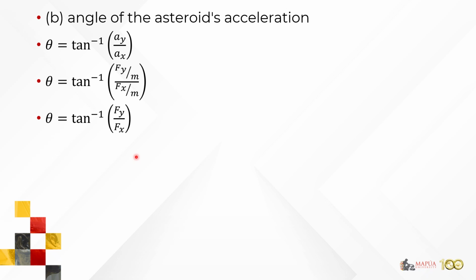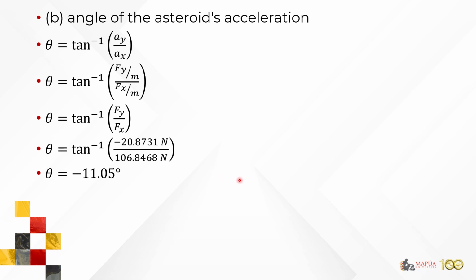You'll notice here that this just basically means that the theta, or direction, of the acceleration is the same as the direction of the net force. And we can now substitute the given values. You can try to pause this video and answer on your own, but you should get an answer of theta equal to negative 11.05 degrees.